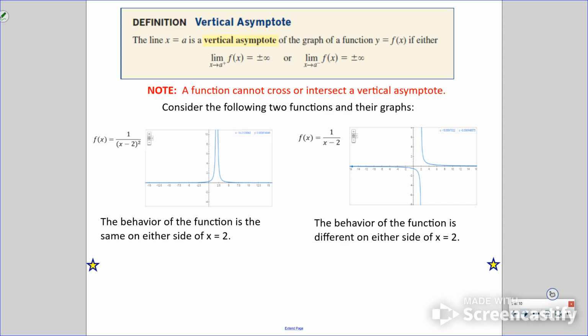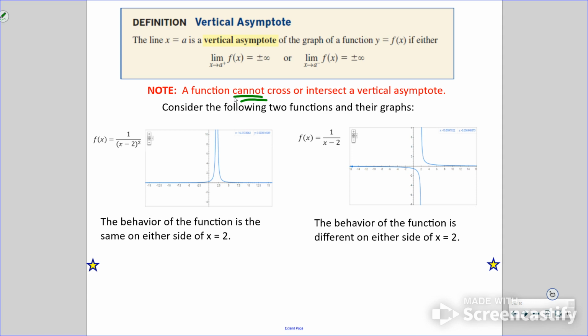A couple of little reminders about vertical asymptotes. Functions cannot cross or touch vertical asymptotes. Remember how we looked at horizontal and slant asymptotes? Those are a little different, but with vertical asymptotes, a function cannot touch those. All right, so here's just a little walk through.